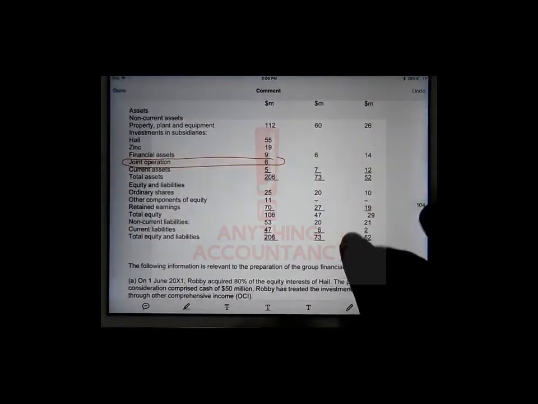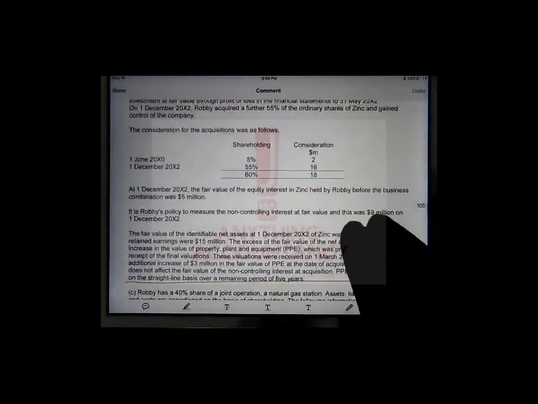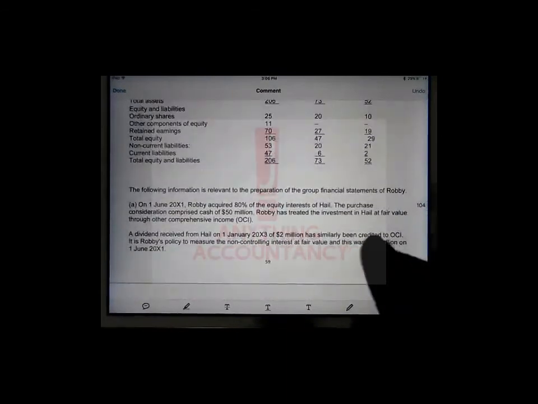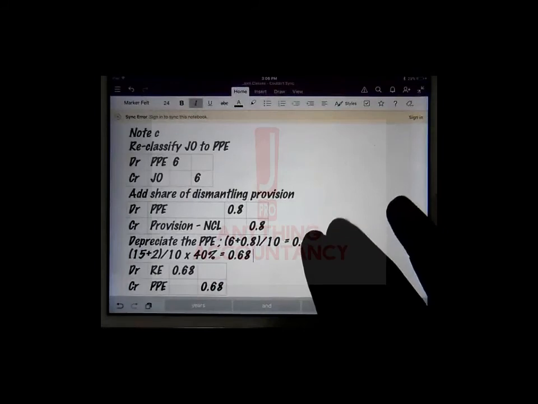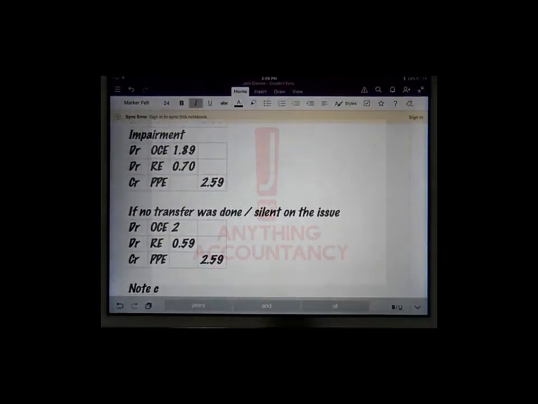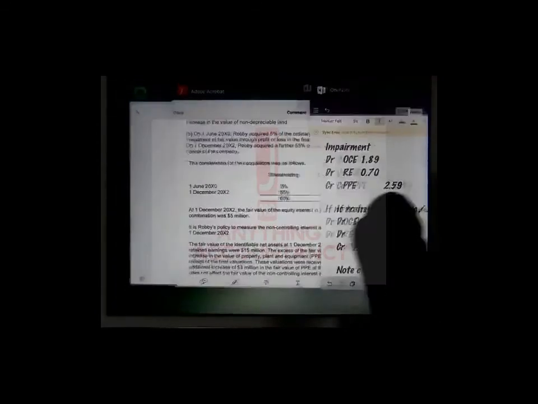Next one. This is unwinding the provision. The long-term provision must unwind. This is the dismantling cost. Remember, dismantling cost is a long-term provision. A long-term provision must unwind all the time because you PV it initially. So they already PV'd it for you. The 2 is already present value. The 2 is already discounted. That's why you unwind it later. Are you clear now?